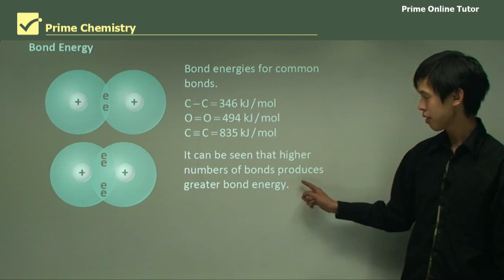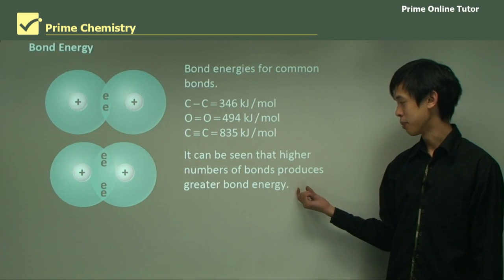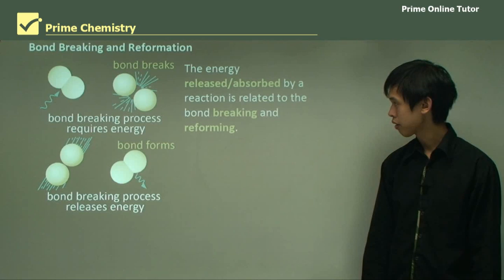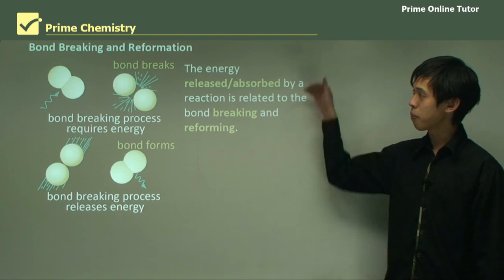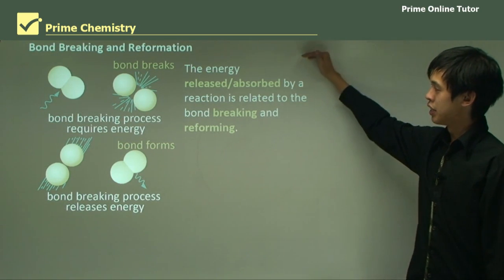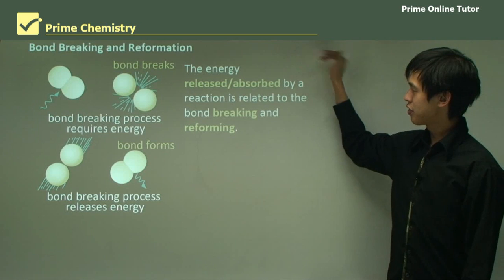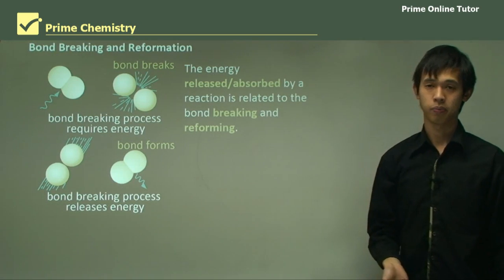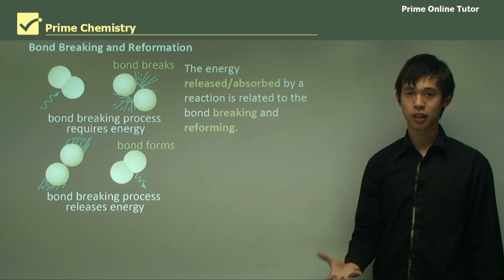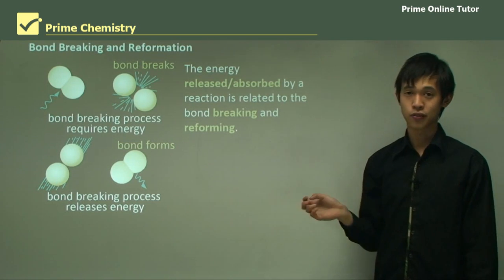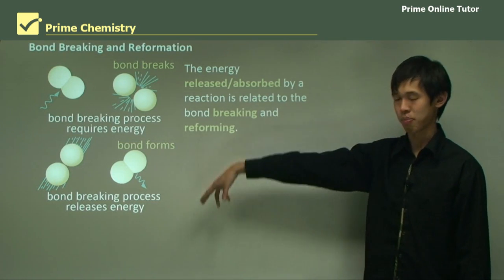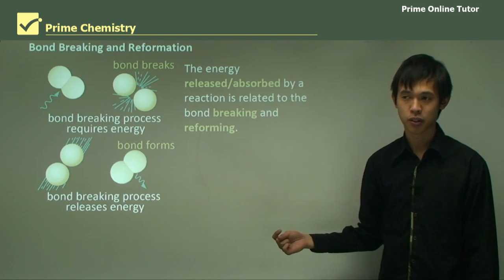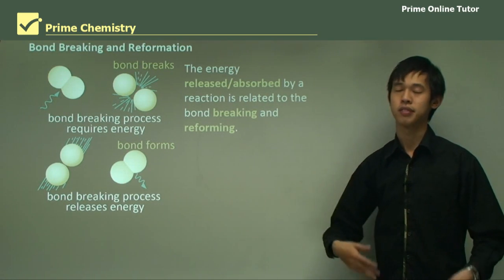So yeah, it can be seen that the high numbers of bonds produces greater bond energy, which again sort of makes sense. Now, bond breaking and reformation. So we kind of covered this before, but the energy released or absorbed by a reaction is related to the bond breaking and reforming. When you have bonds breaking, it absorbs energy. When you have bonds forming, it releases energy, and that's in that picture there. So bonds breaking takes up energy, bonds combining or forming gives you energy.